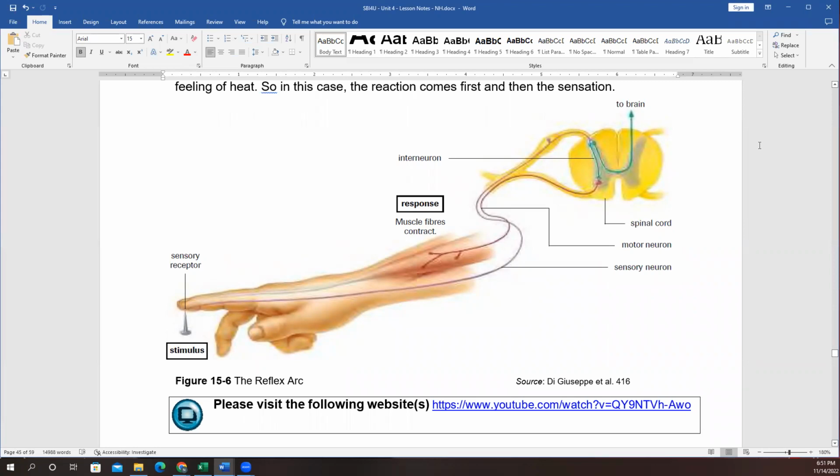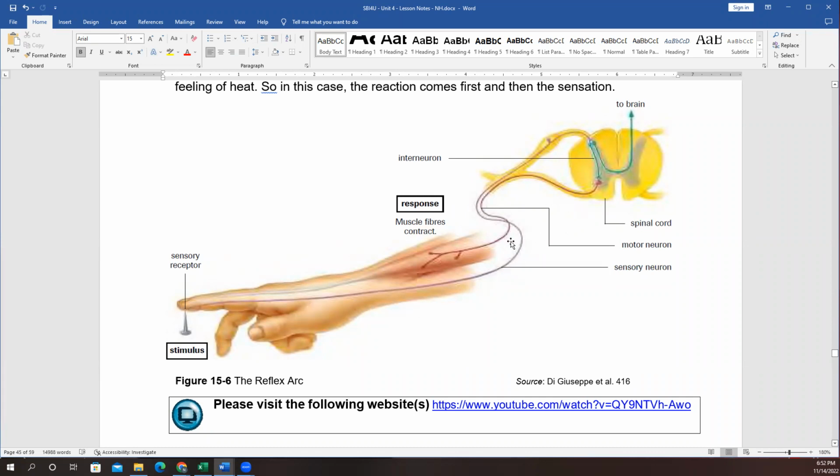And each reflex arc contains five necessary components. One being the sensory receptor, which will sense, for example, the stimulus. In this case, the sensory receptor at the end of the finger will sense the sharp, pointy tip of this tack as the stimulus. Then you have the sensory neuron, which will send the signal in the direction of the brain.